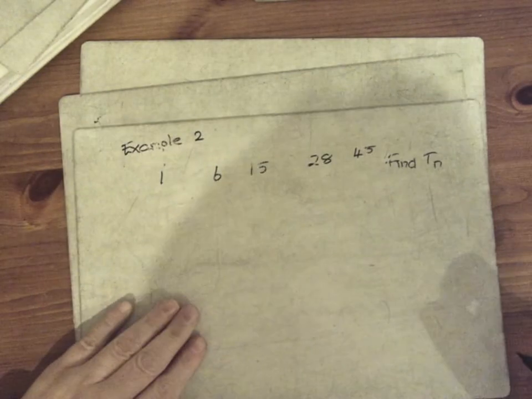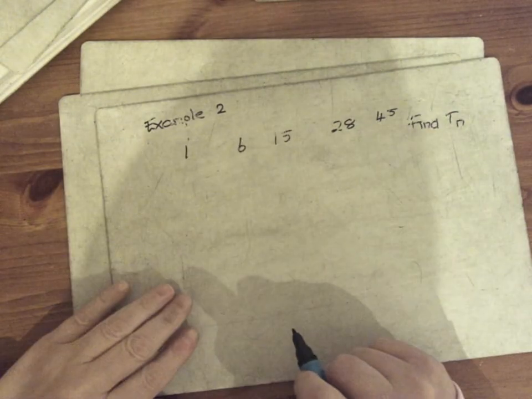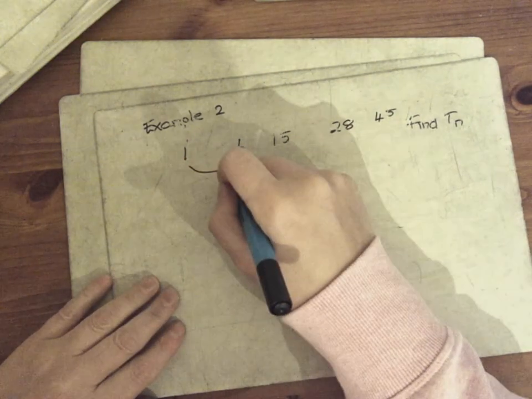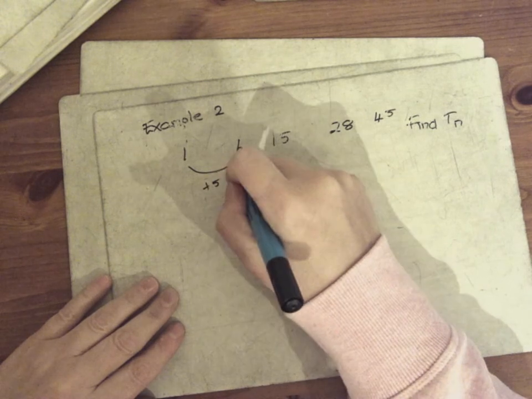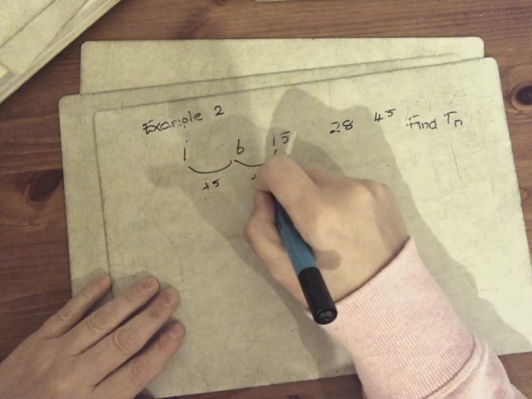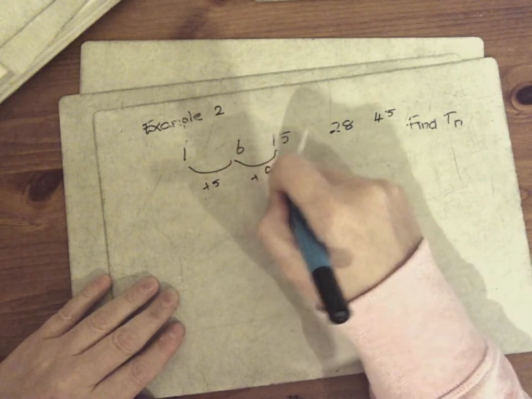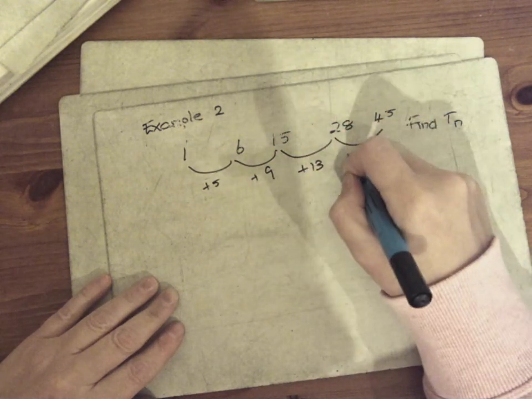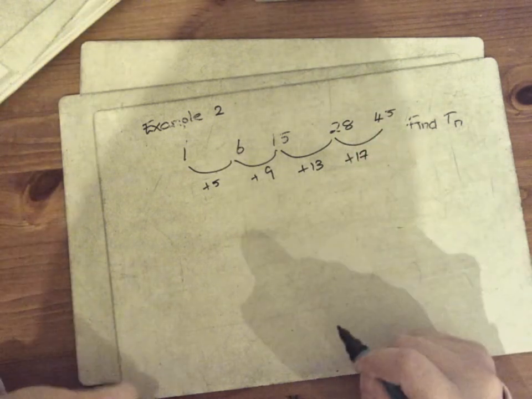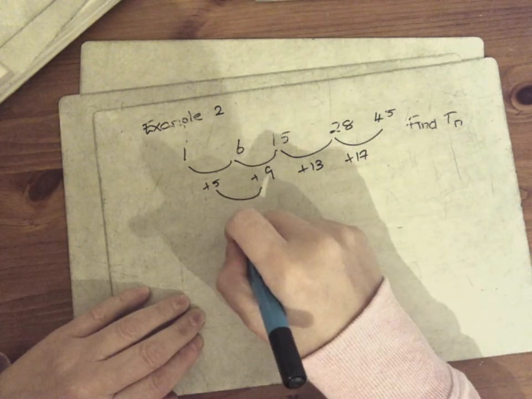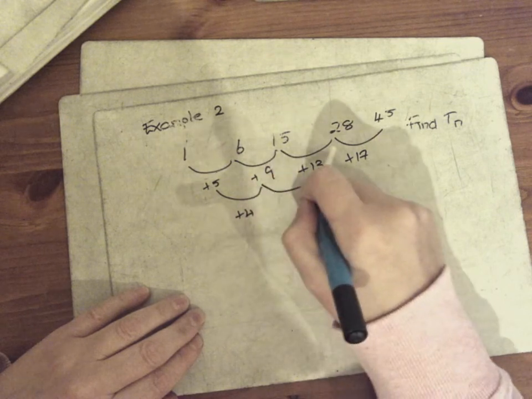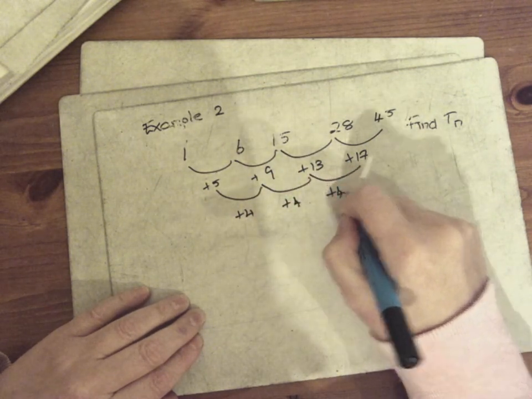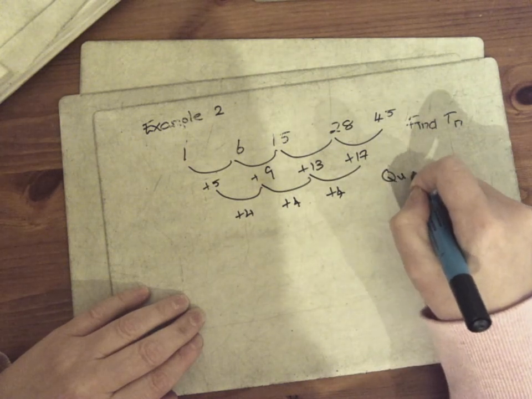So example 2, right? Here we have 1, 6, 15, 28, 45. Find Tn. So you start off and you say that's plus 5, that's plus 9, that's plus 13, that's plus 17. Okay, so it's not a linear sequence. So you go again and you say that's plus 4, plus 4, plus 4. So it's a quadratic sequence.